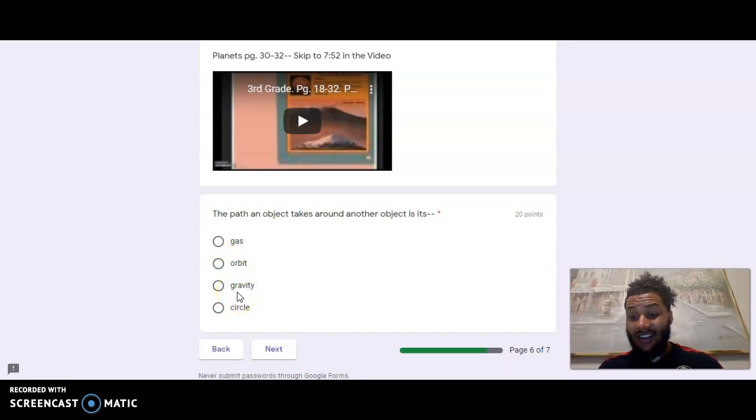Gravity. Gravity is what keeps us down on the earth, right? That's what makes it to where we don't float off into space, right? It is having gravity, but that's not putting me on a path or anything like that. And then a circle. A circle is just the shape of the orbit, right? The orbit does go in a circle, but it's not called a circle. The path an object takes around another object is called an orbit.